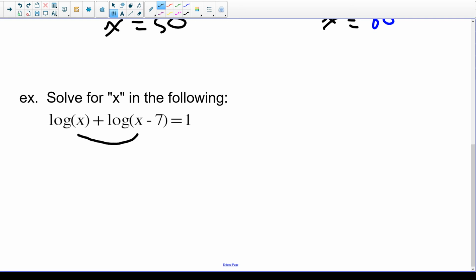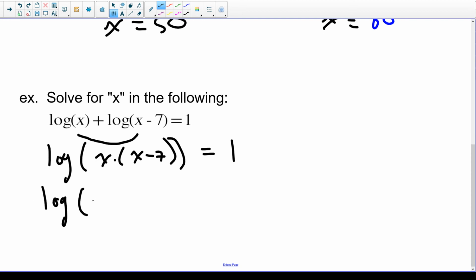now this you can answer. How would we combine those two logarithms if it's an addition? Correct. What would that multiplication look like? Aha! This is a quadratic. This becomes log of x squared minus 7x.